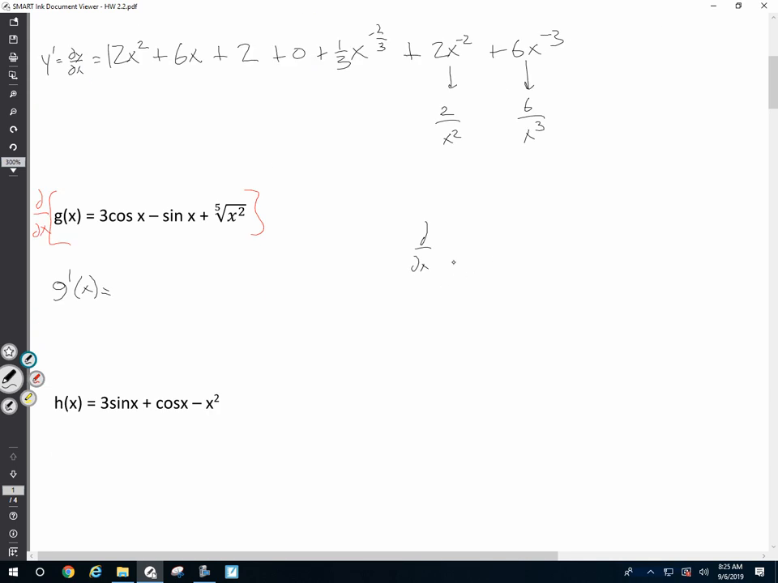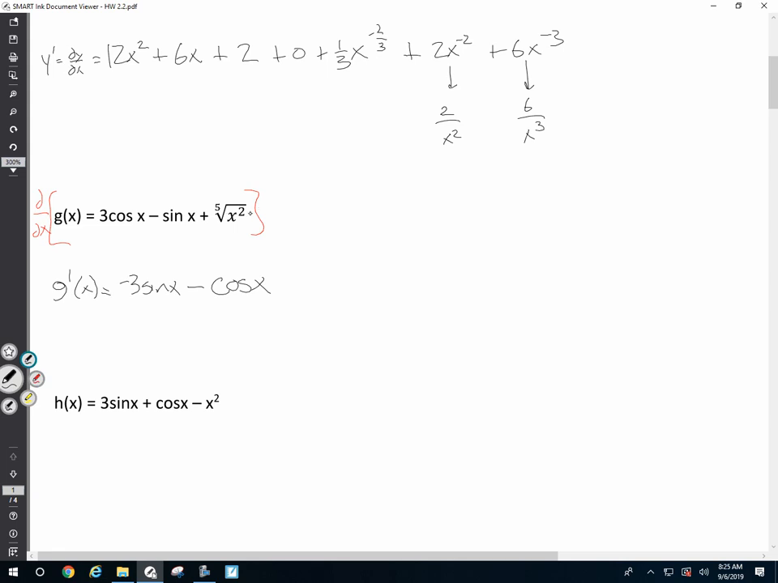So the derivative of a constant times a function is just the constant times the derivative of the function. So don't take the derivative of the 3. Instead, just leave the 3. But the derivative of cosine is negative sine, so that negative can come in front of the 3. The derivative of negative sine will be negative cosine.